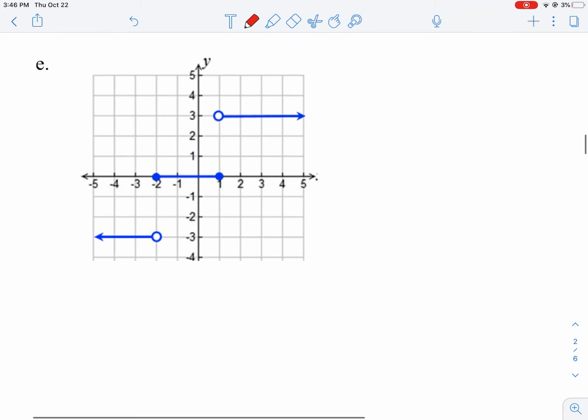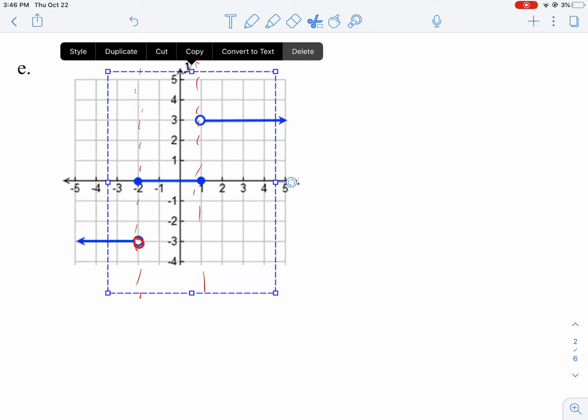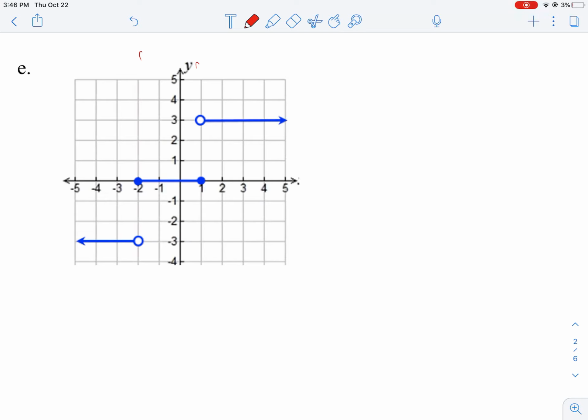All right, so this one, vertical line test. This is a step function. As you can see, when I draw a vertical line down there, we have a hole here, which means I'm only touching the graph once at those particular spots. So this is a function.